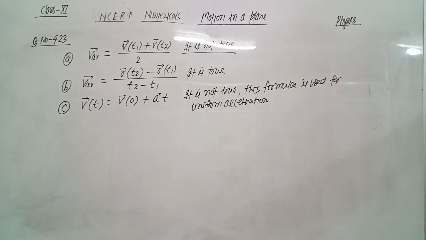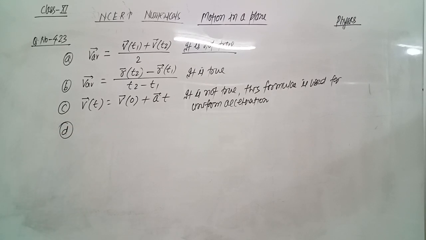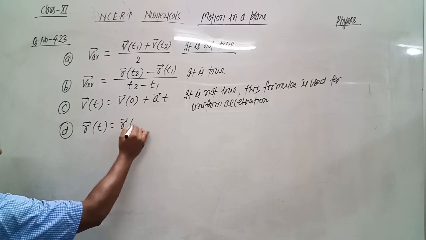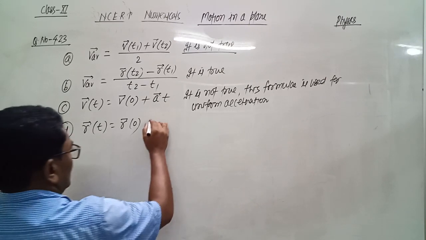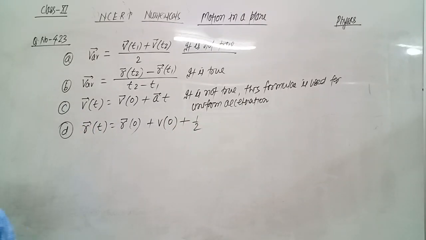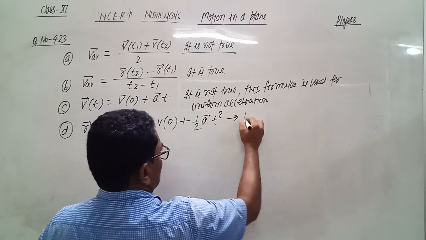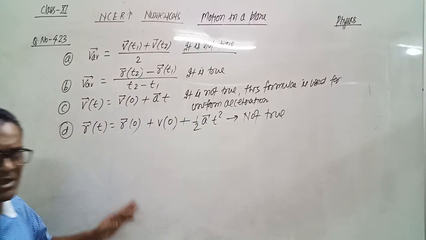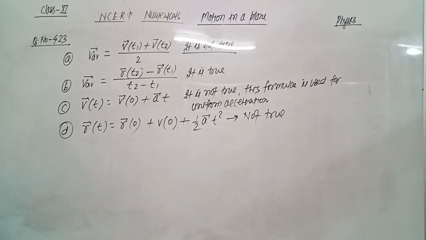Now the D is r(t) equals r0, position at time t equals position at time 0, plus V0, velocity at time 0, t plus half A into t square. This is also not true, for the same reason, because this formula is used for uniform motion or uniform acceleration. Here the motion is arbitrary. So this is not true.